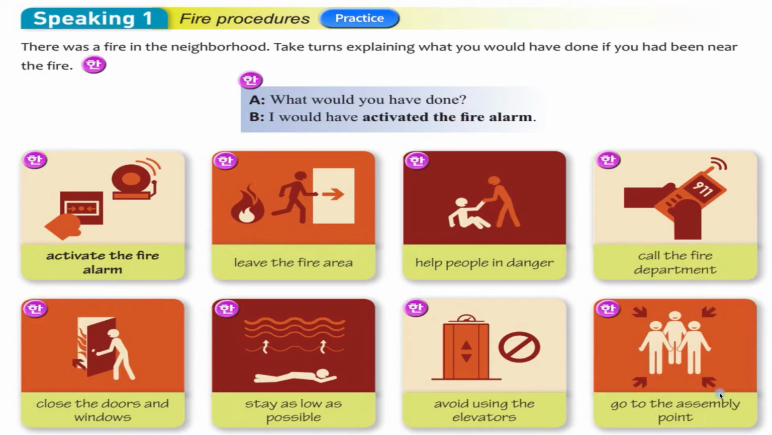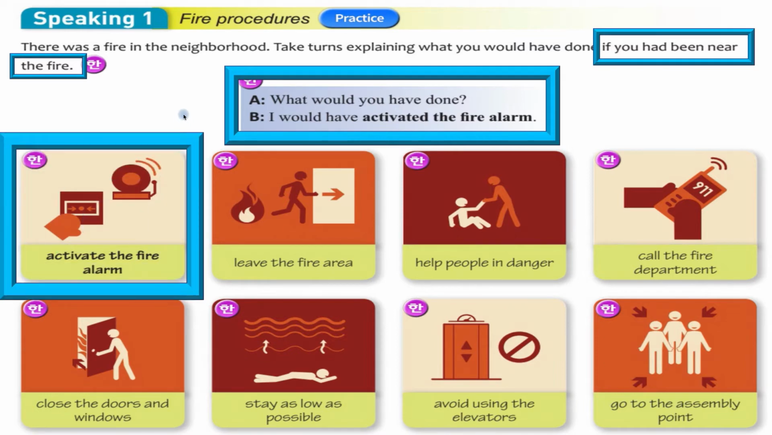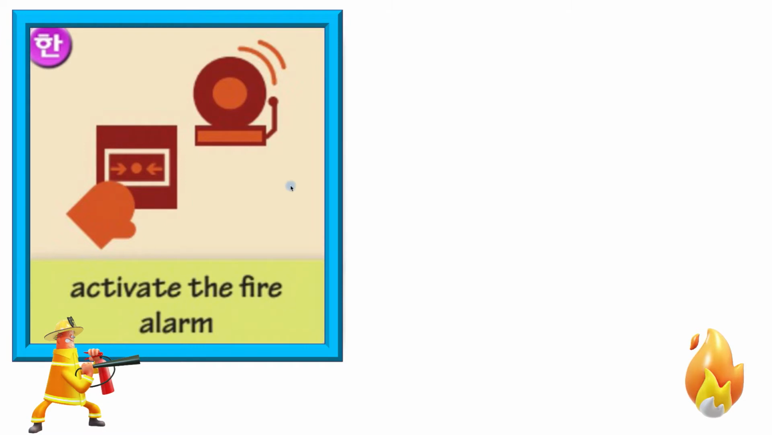So, talking of fire, we're on speaking 1. We're going to go through speaking 1, 2, 3. And so they were talking about that there was a fire in the neighborhood. Take turns explaining what you would have done if you had been near the fire. So here is the example question. What would you have done? I would have activated the fire alarm. So notice again we're on this would have here. So trying to change the past with what you're saying.